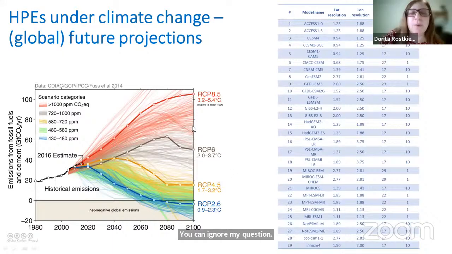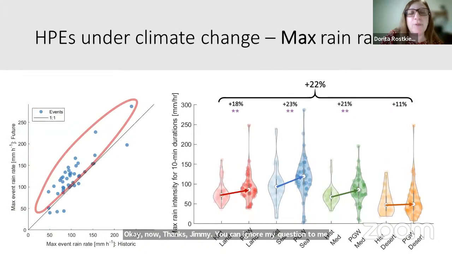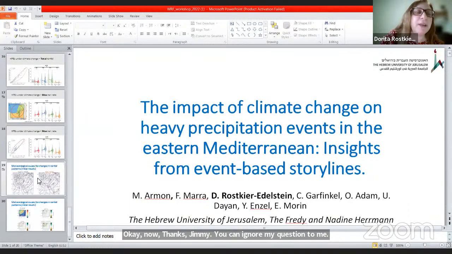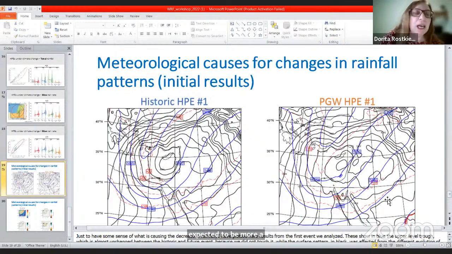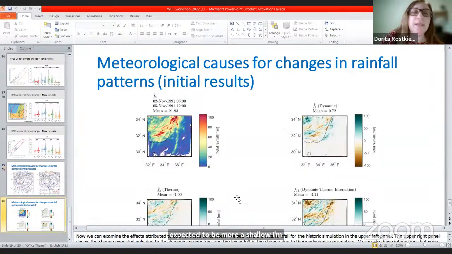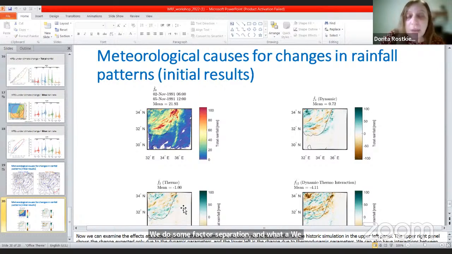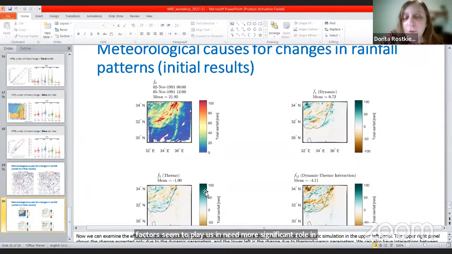Okay, cool. Yeah, I have more simulations in which we have, for example, the pressure gradient at the surface also expected to be more shallow. And we also did some factor separation, where we separate dynamic and thermodynamic factors and the synergy between them. And the synergy between dynamic and thermodynamic factors seems to play a more significant role than even each of these groups of factors independently.